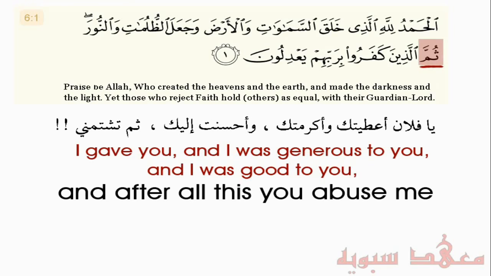Now the meaning of thumma here is used for reproach and condemnation. So it's comparing these two things. I did all this good to you and you abuse me. It indicates the great distance between these two matters. Getting back to the verse.